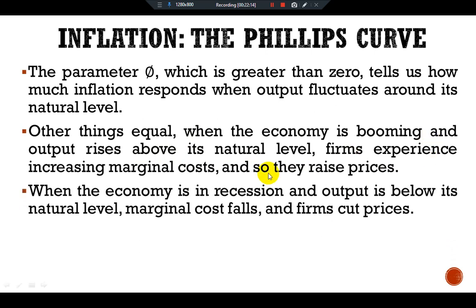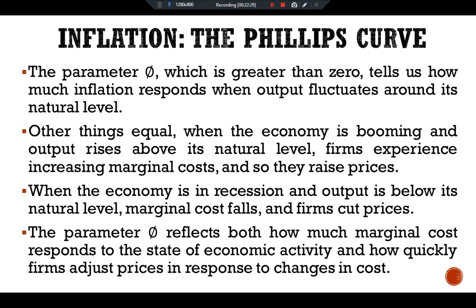Okay, when the economy is in recession and output is below its natural level, marginal cost falls and the firms cut prices. Okay, the parameter phi reflects both how much marginal cost responds to the state of economic activity and how quickly firms adjust prices in response to changes in cost.